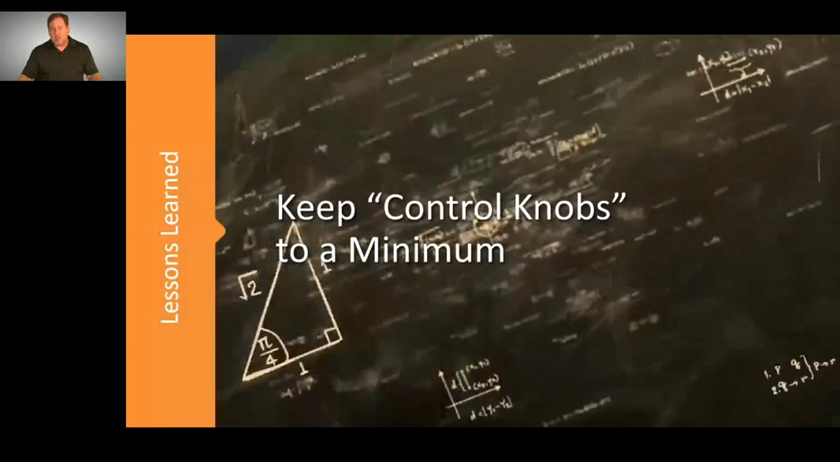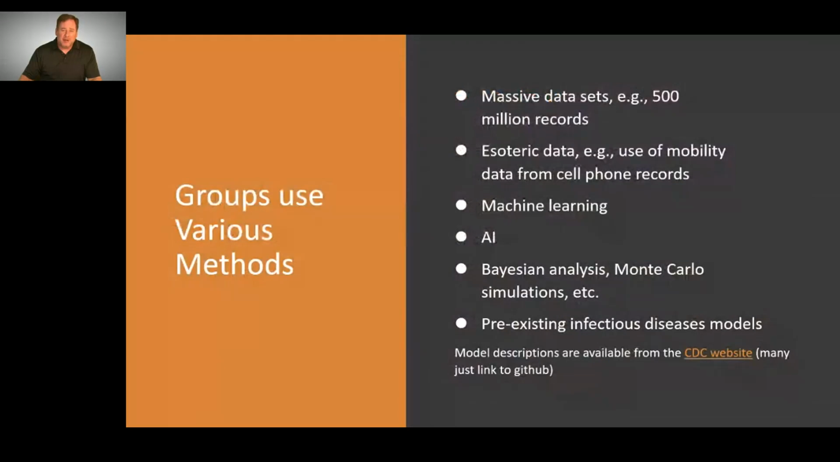Second lesson learned is keep control knobs to a minimum. And I refer to adjustment factors on an estimate as a control knob. As I mentioned a moment ago, different groups have been using a lot of different methods, like 500 million records in the data set. Mobility data has gotten quite a bit of press, but the teams that use that have not contributed very accurate forecasts. They've been in the bottom quarter in terms of accuracy. Machine learning has been a reasonably successful approach, and the pre-existing infectious diseases models have operated, as I said, not very well at first, better as time has gone by.